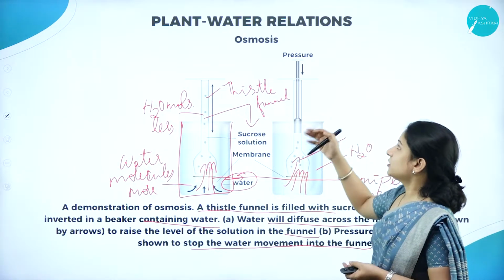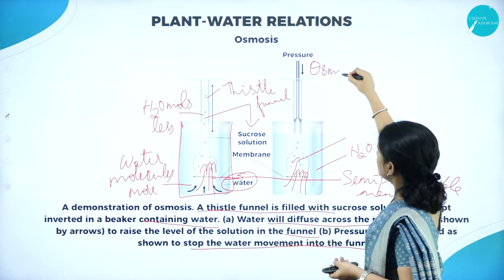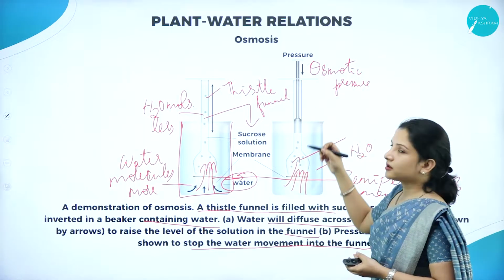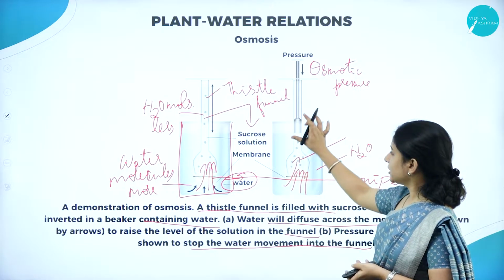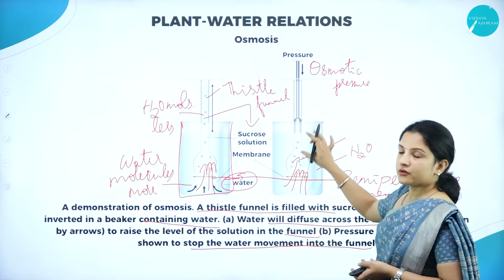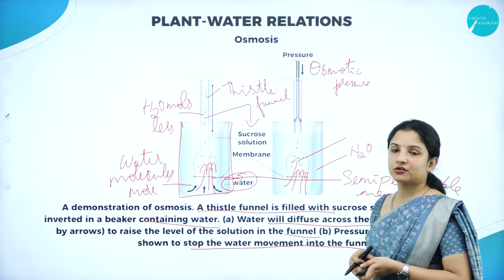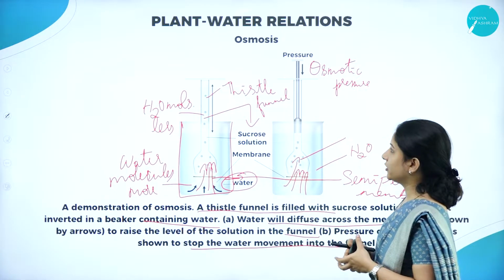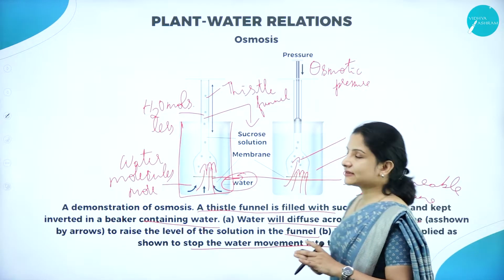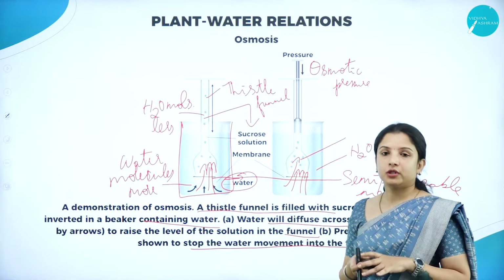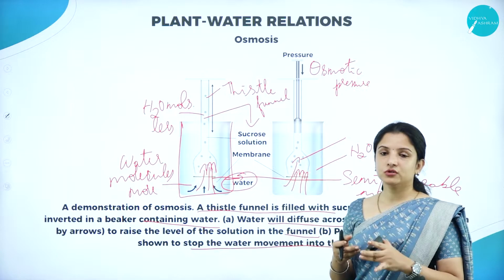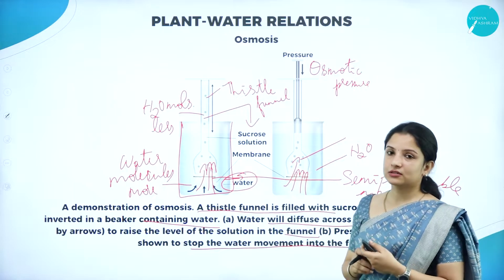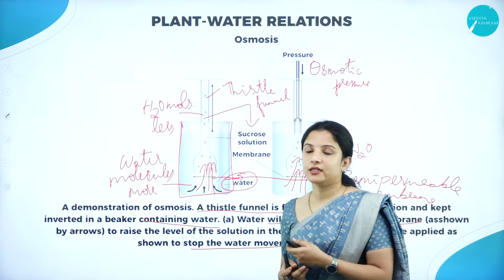This pressure is nothing but the osmotic pressure. It means that the greater the concentration of the solution in this particular funnel, the greater the pressure that should be applied. So the osmotic pressure also plays a very important role here. This experiment states how, during the process of osmosis, water moves from a region of lower concentration to that of higher concentration. So this was explained by the Thistle funnel experiment.